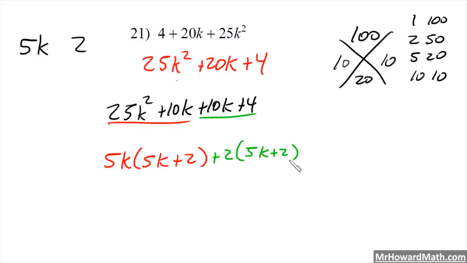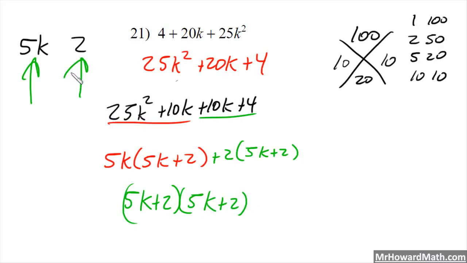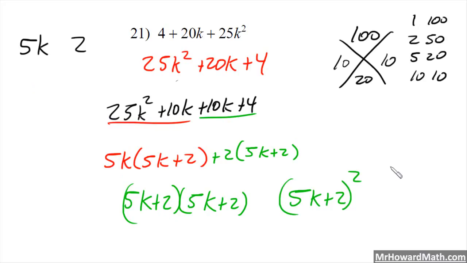plus 2. So all together, we take the 2 outside the parentheses, put those together, and we write the matching parentheses one time, 5k plus 2. And it worked out. These were the 2 numbers in our factors. Now notice the pattern here. They're both addition. So this is our final answer, 5k plus 2 quantity squared.